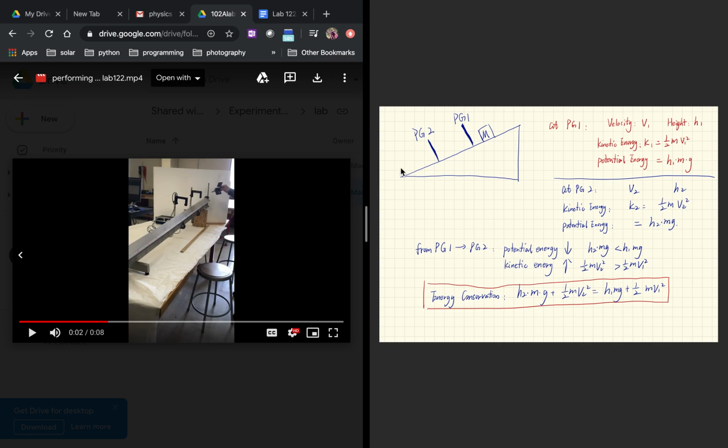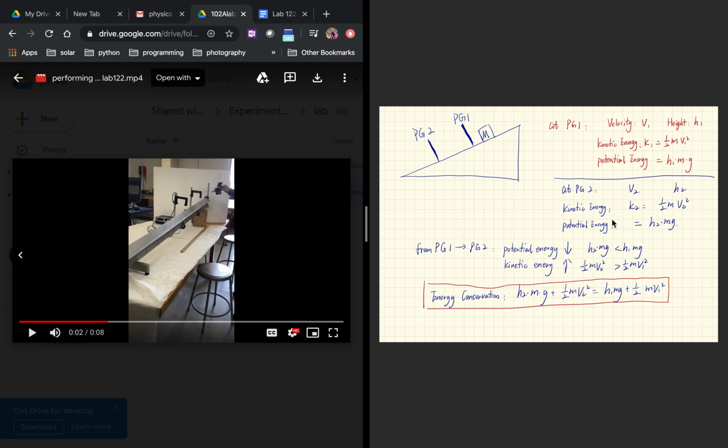And we can also measure the mass of the glider. So that will be the m. All right, so we have v1, we have h1, and we have m. Then we can calculate the kinetic energy when the glider goes through the flow gate 1, which will be 1/2 times m times v1 squared. And the potential energy when the glider goes through the first flow gate will be h1 times m times g. Okay, so this is the kinetic energy and potential energy when the glider is at flow gate 1.